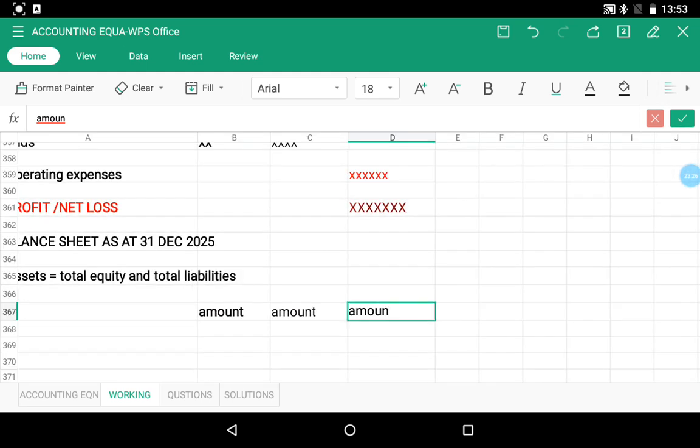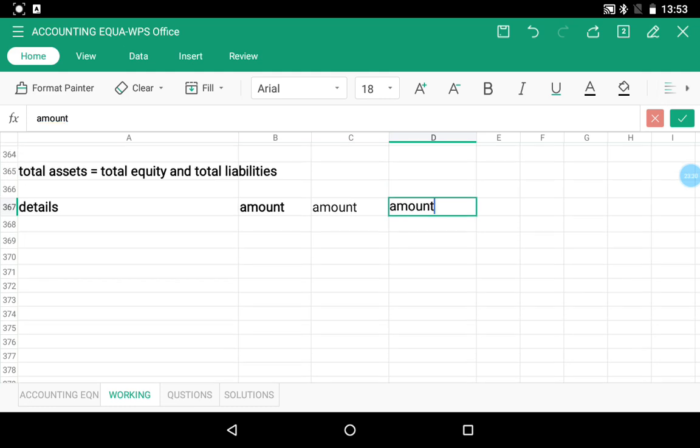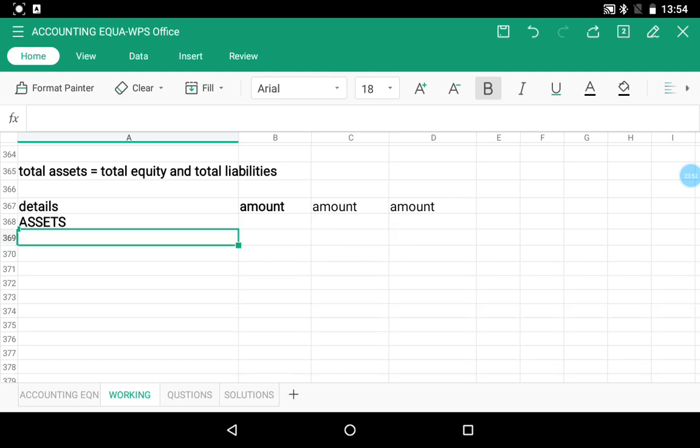Then we come here. When you talk about assets, our first item under the balance sheet is assets. Under assets, we have non-current.